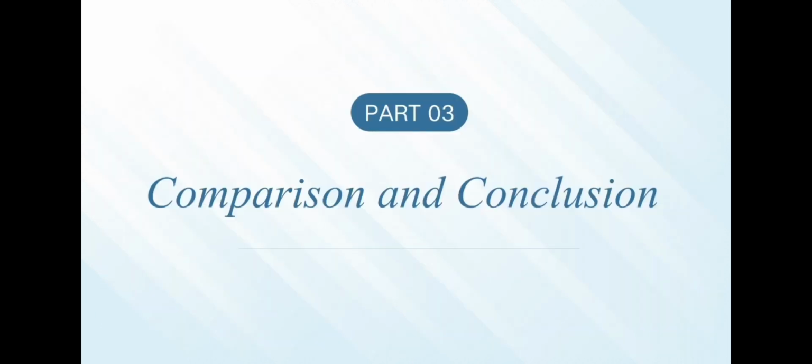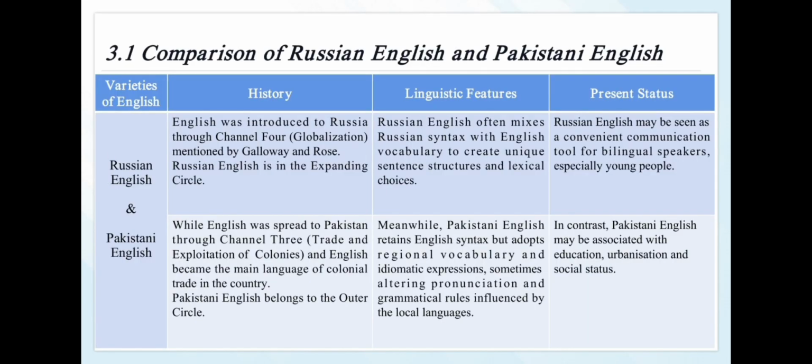Part 3. Comparison and Conclusion. First, history. English was introduced to Russia through Channel 4, globalization, mentioned by Galloway and Rose. Russian English is in the expanding circle, while English was spread to Pakistan through Channel 3, trade and exploitation of colonies, and English became the main language of colonial trade in the country. Pakistani English belongs to the outer circle.